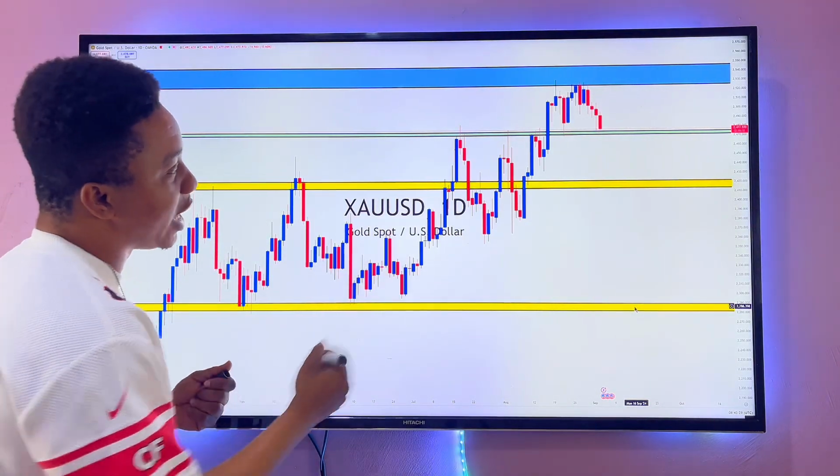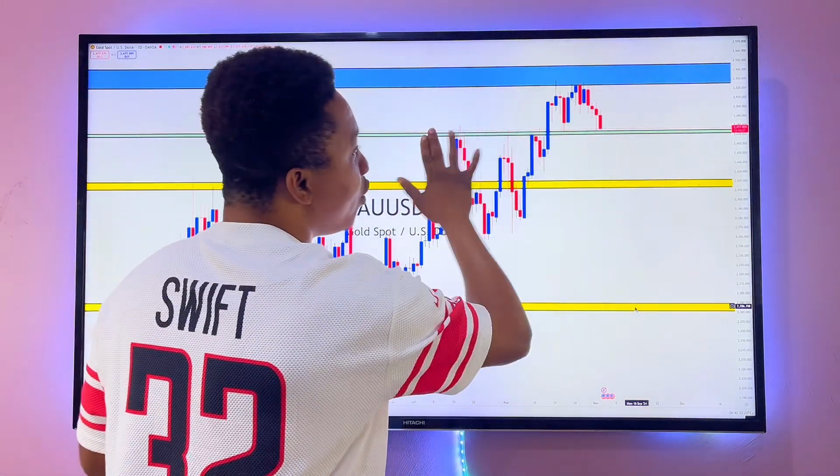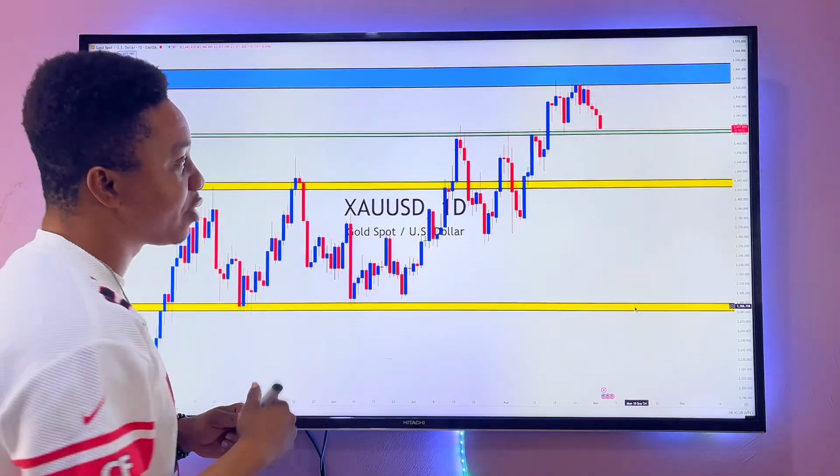We'll now go on the daily time frame. We have our daily mid-range zone over here. What are we seeing on the daily time frame? On the daily, we are seeing an uptrend. Why?